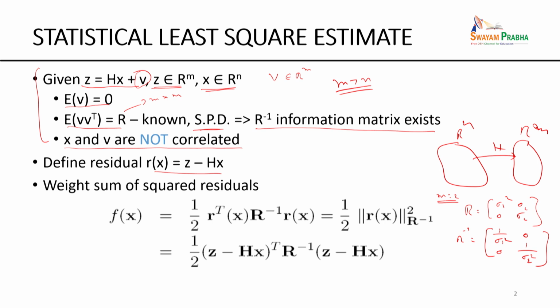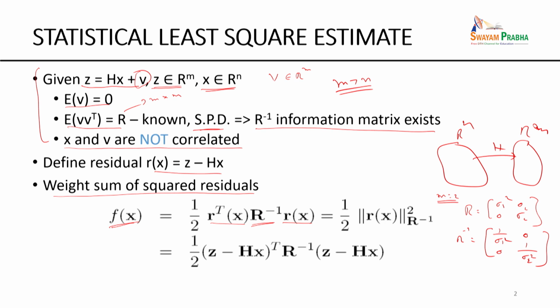In general, the residual cannot be made 0. So I am going to consider the weighted sum of squared residual, that is f of x. r transpose r is the unweighted sum of squared residual. R inverse is the weight. So this weight is the information matrix. Now, as I already told you earlier, I want to give more weight to the one that is more informative and less weight to the one that is less informative.